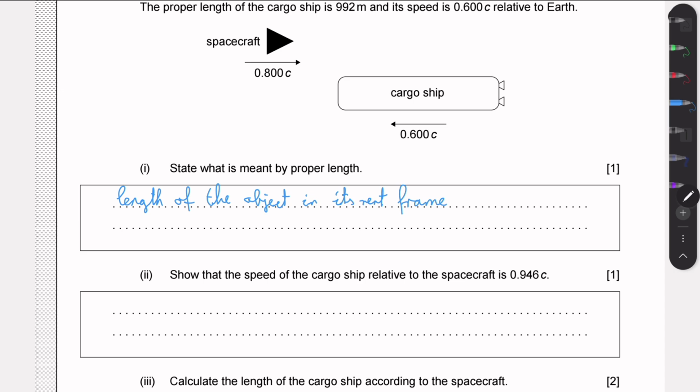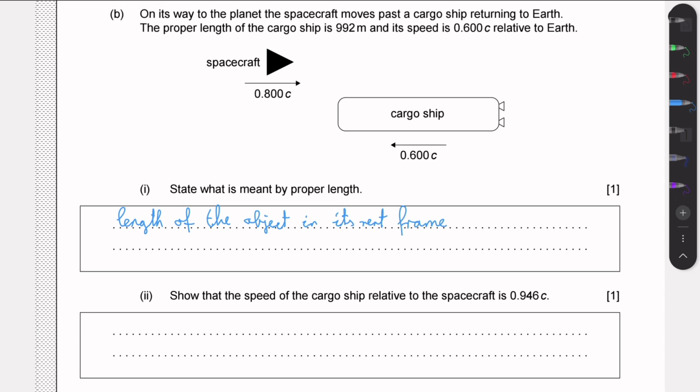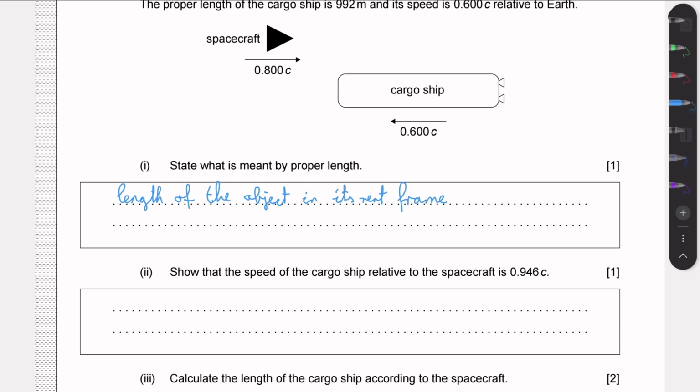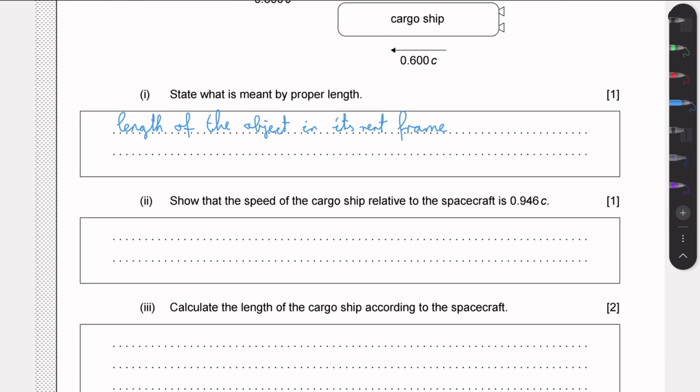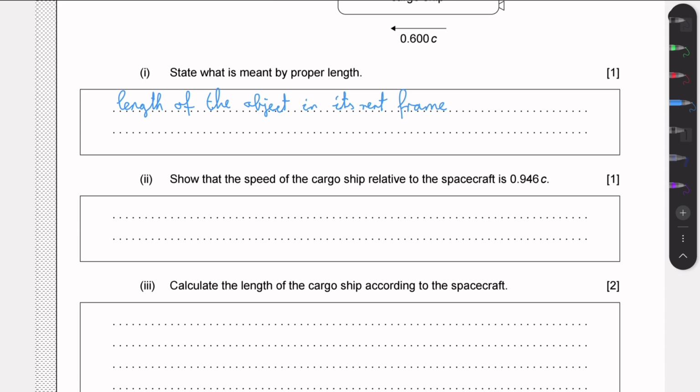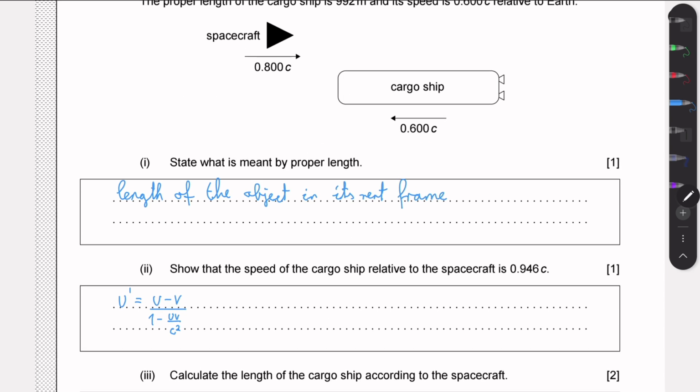We could also say it's the longest possible length we could measure. In part 2, we need to show that the speed of the cargo ship relative to the spacecraft is 0.946 c. So here we need to use the relative velocity formula, which is u prime is equal to u minus v over 1 minus uv over c squared. We just need to take into account the signs.